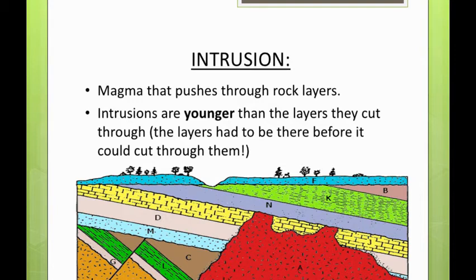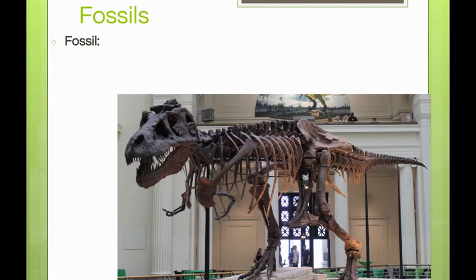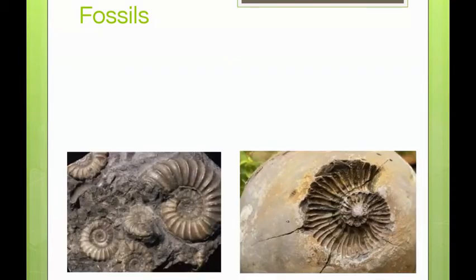And those are the 3 rules. If you can remember those 3 things, you can start putting some stuff in order. Now, there is one other thing that we use when we're trying to figure out the relative age of layers, and that's fossils.